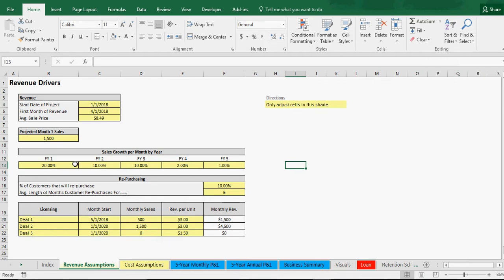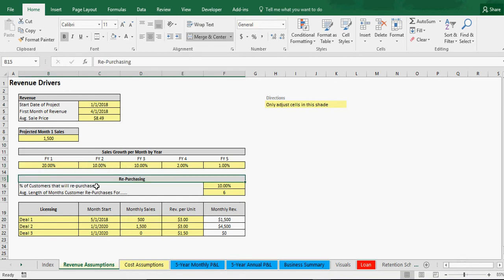So I've just put decent, moderate numbers in here that make sense. What you'll do when you're building this is test different growth rates and see if the numbers look like about what you think you're going to be able to do, and that's how you play with the numbers. So there's that. Next part is the repurchasing.